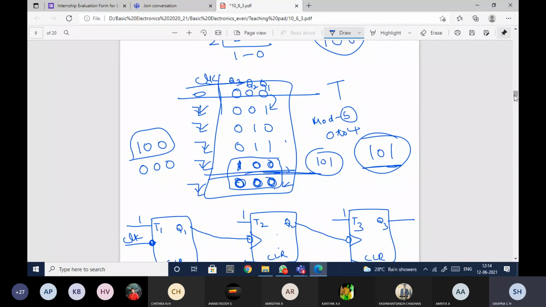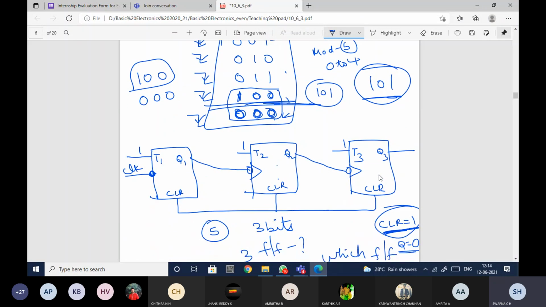I have to say that after this state the clear input has to get 1 as its value. Only after this state it should get 1. Only when this state gets 1, the CLR value is made 1, then the output will turn to 000. So instead of 101, I need to get this 000. For that, 101 means Q1, Q2, Q3.